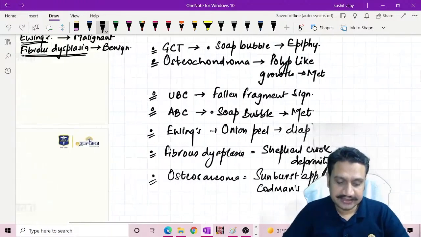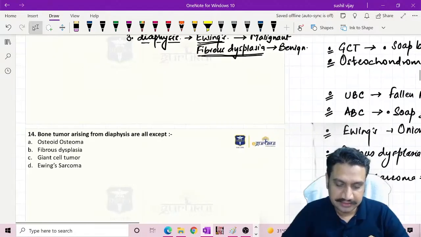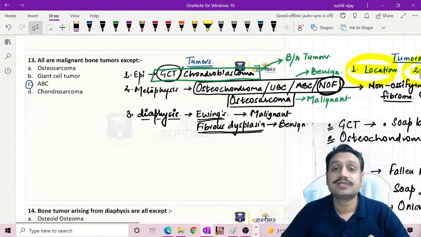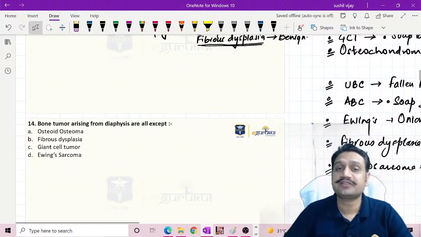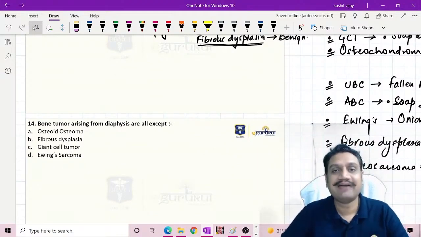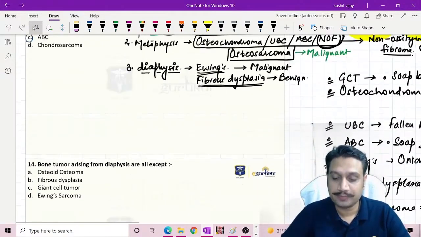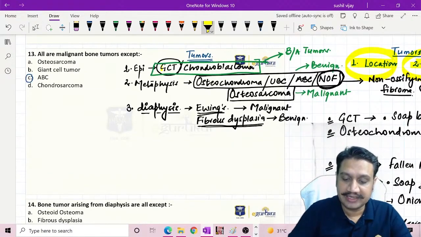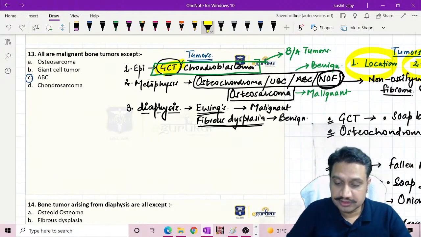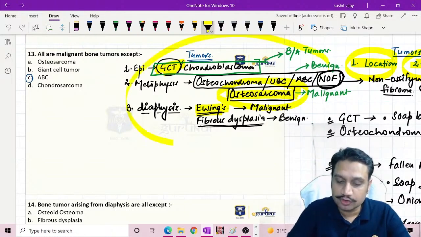These are the points about the tumors: location, nature, and the special feature. In this very short note, I have tried to give you all three things. So please highlight which are being asked to you commonly. GCT, highest possibility. Osteosarcoma, very high possibility. Ewing sarcoma, very high possibility. Osteosarcoma has been asked a couple of times, but these are the common tumors.